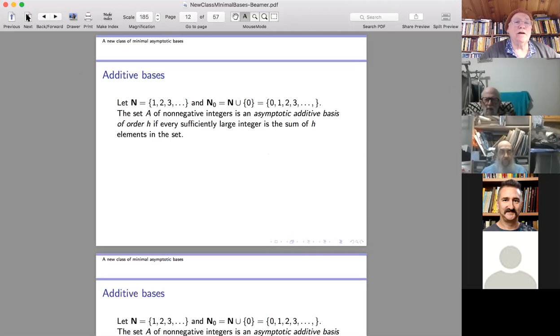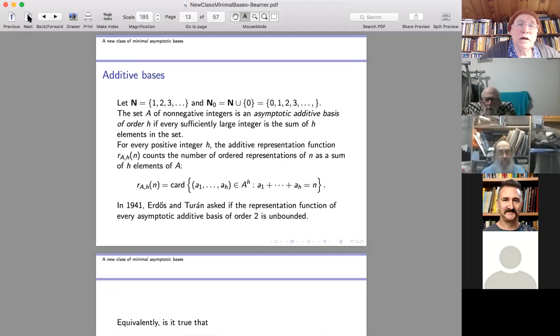So the first is infinitely old. We take a set of non-negative integers and we say it's an asymptotic additive basis of order h if every large integer is the sum of h elements in the set. And for every positive integer h, the additive representation function r_A,h(n) counts the number of ordered representations of n as a sum of h elements of A. So this says that this equation, a1 plus a2 up to ah equals n, has at least one solution for all but finitely many n.